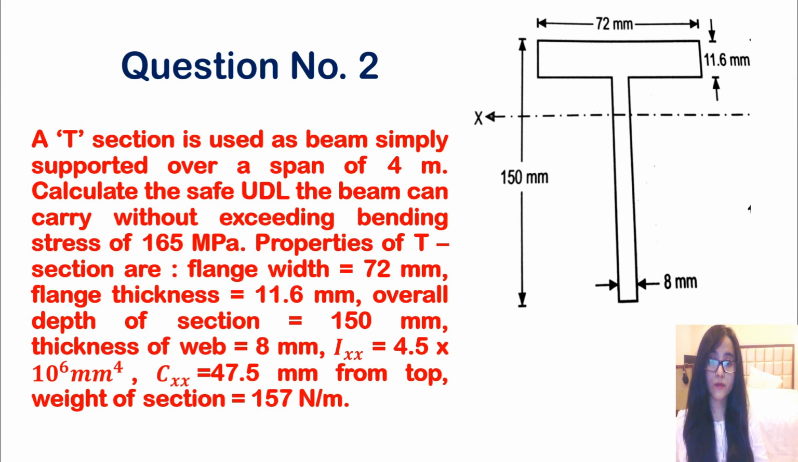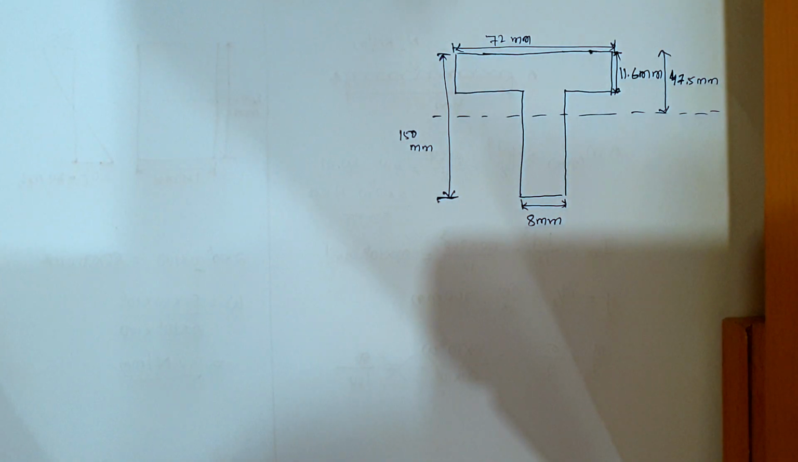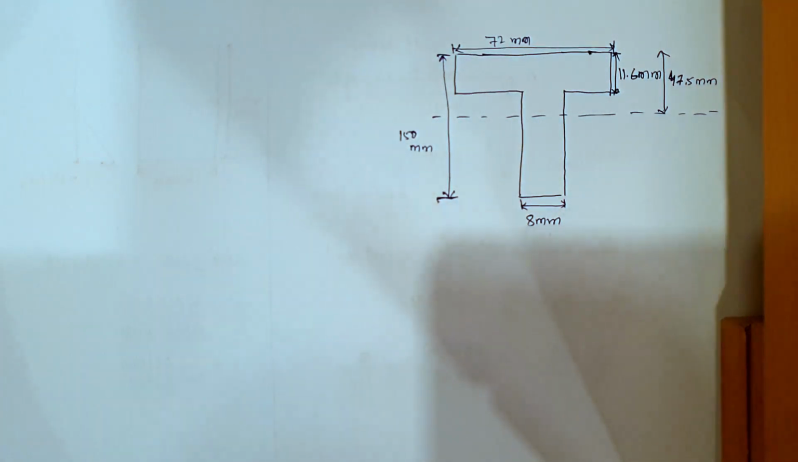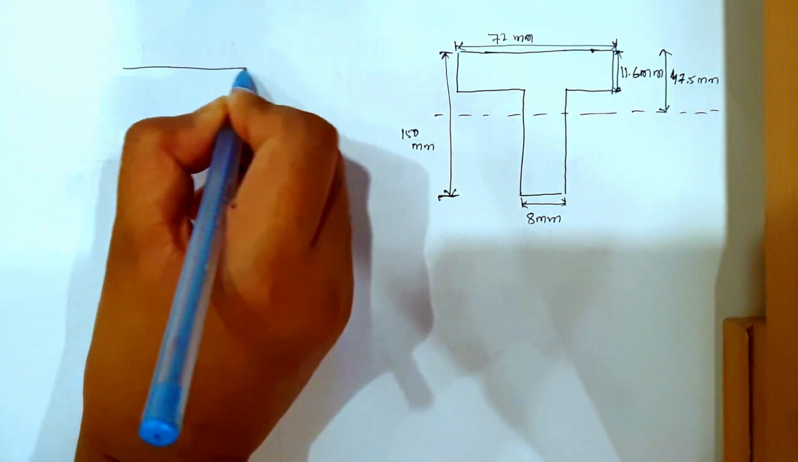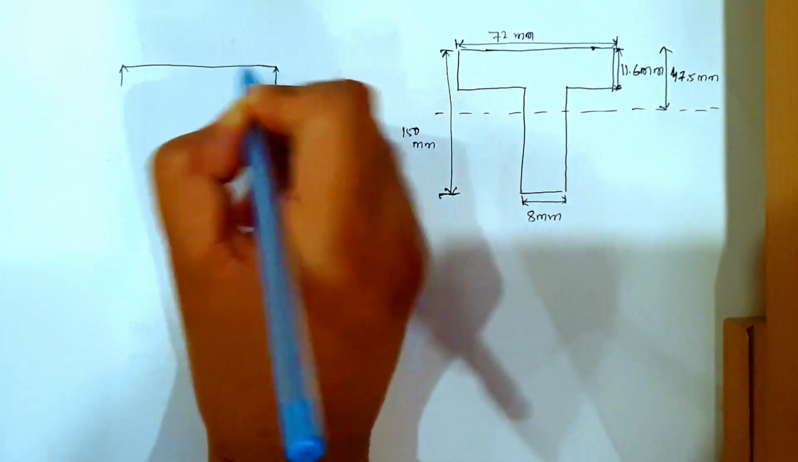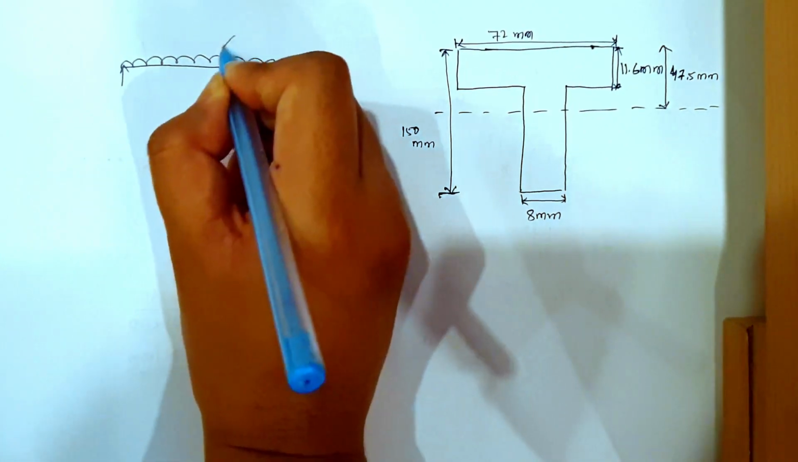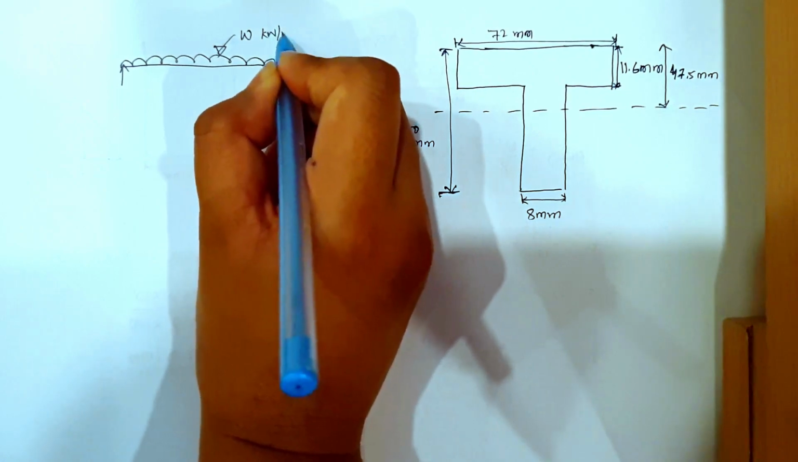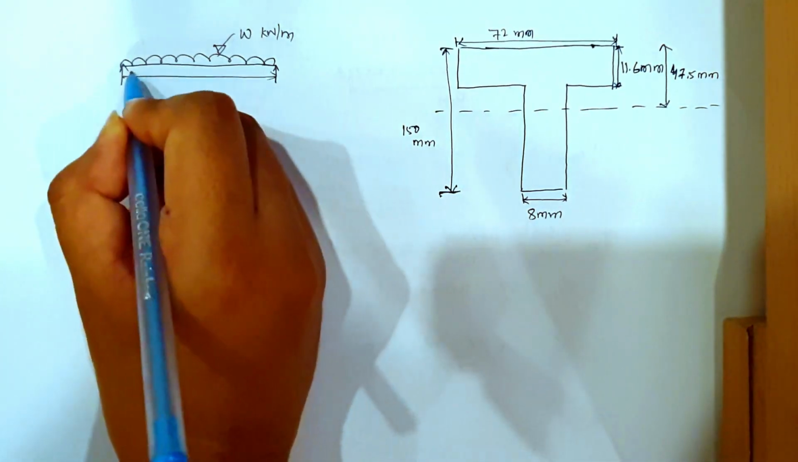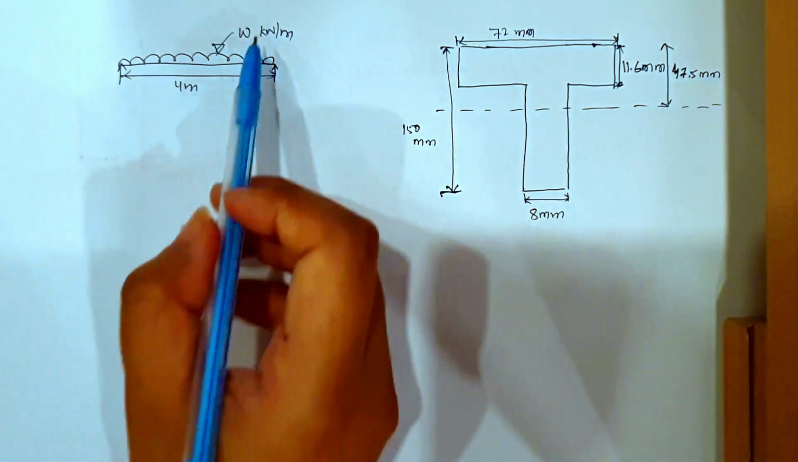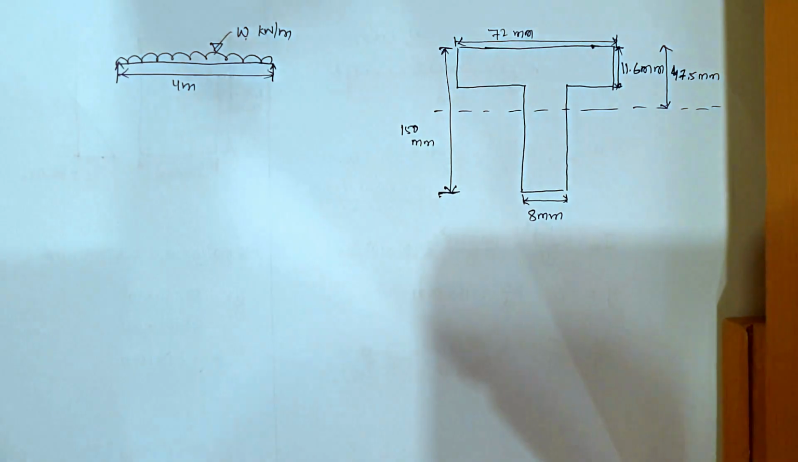So the diagram of this T section is as given here. Let us see how we can solve this kind of numerical. Now, in this numerical also, a T section is given and it is a simply supported beam, and the span of the beam is 4 meters. Here also we need to calculate the UDL. It is a simply supported beam that carries a UDL, and we do not know the intensity of this UDL in kilonewton per meter. The length of this beam is given as 4 meters. Now again we need to find W here. How do we find it?